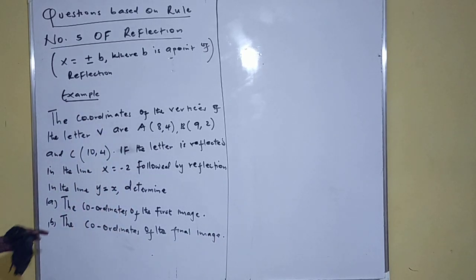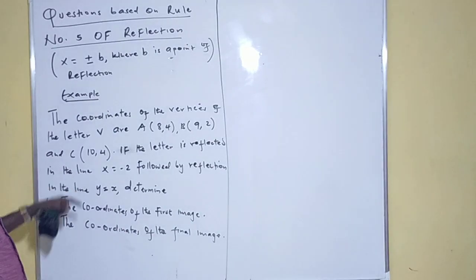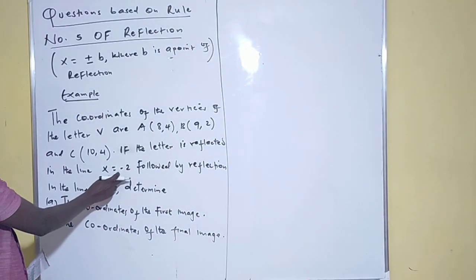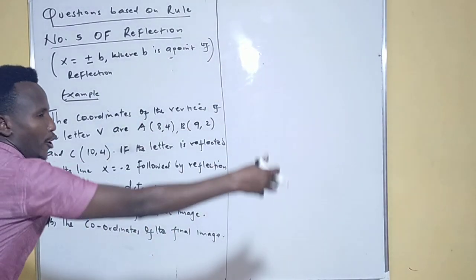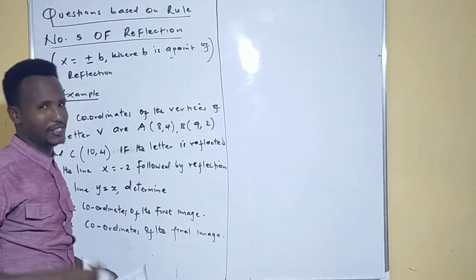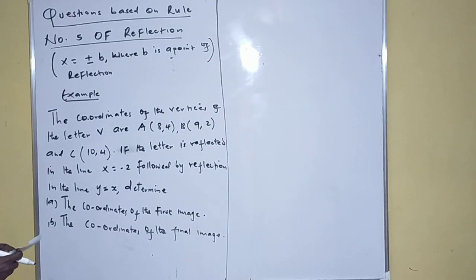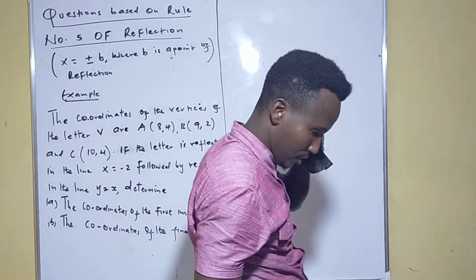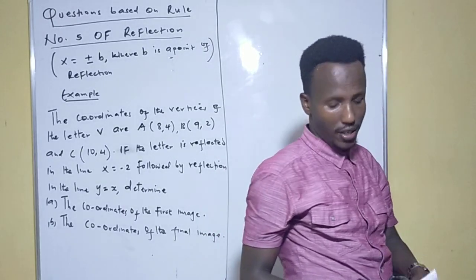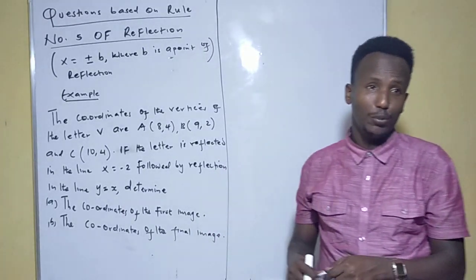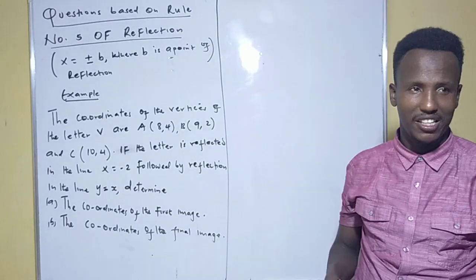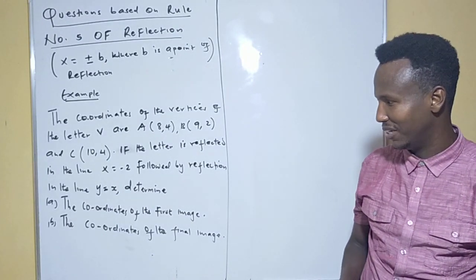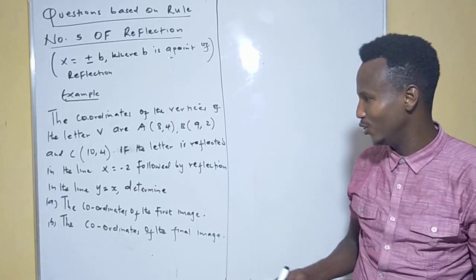So why were we asked two questions? Because you're told to reflect in the line x is equal to negative 2, followed by another reflection, so we'll have our prime this time. I'll make you understand this, don't worry. In an examination, you're going to plot and come up with a figure. Now in this situation, letter V. But before you plot, the question on reflection will only take one and a half to two minutes. It's very clear, so far you know the rules.